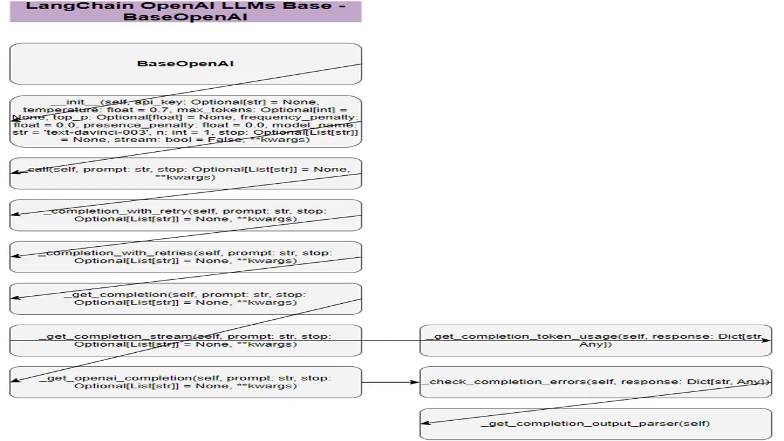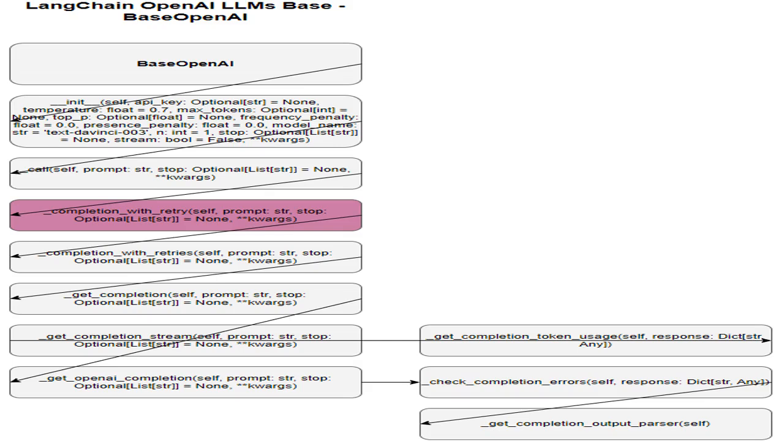LangChain OpenAI LLMs base OpenAI. This system represents the architecture of a LangChain OpenAI LLM base, specifically the base OpenAI class. Base OpenAI is the core component of the system, responsible for managing interactions with OpenAI LLMs. Init initializes the base OpenAI object, setting parameters like API key, temperature, and model name. Call handles the core call to the OpenAI LLM, taking a prompt as input and returning the generated text.